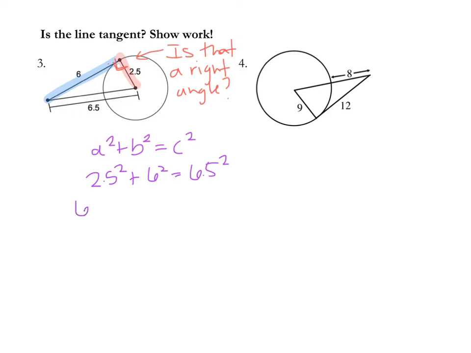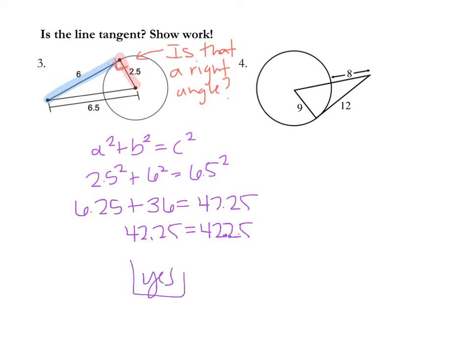So now we're just gonna see if this works out. We get 6.25 plus 36 has to equal 42.25. And then if I add here, I get 42.25 equal to 42.25. So the fact that that is equal to each other tells me that this is going to be a right triangle, which means that it is a tangent line. So the answer here is yes.